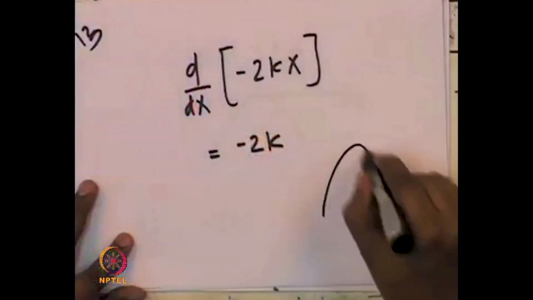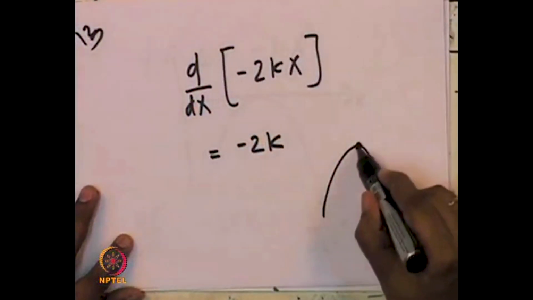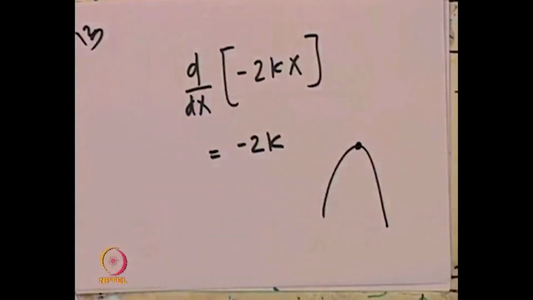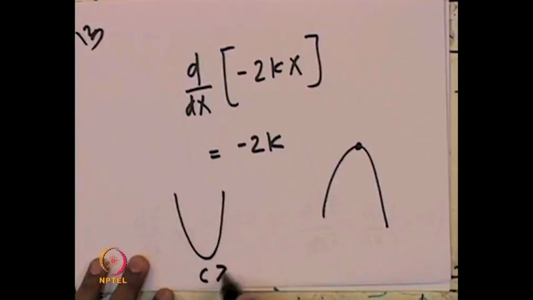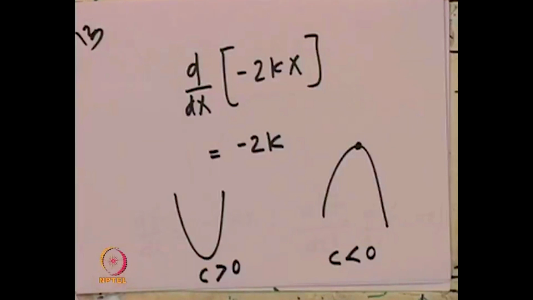So what does it say? It says that whenever you have a curve which is inverted, which has this shape, at this maximum, the derivative has a negative value. Whenever the curve is like this, the derivative has positive value. So the curvature, the second derivative, is greater than 0 for this; for this, the second derivative is less than 0. C, which is the curvature, which is the second derivative, is greater than 0 and less than 0 for these two kinds of shapes. And this is important for free energy and many other things in biology.